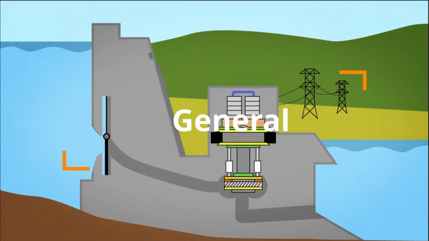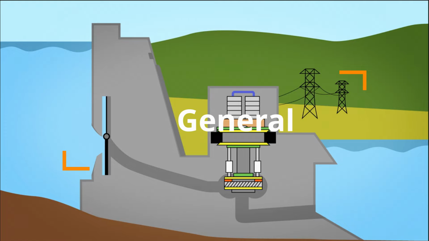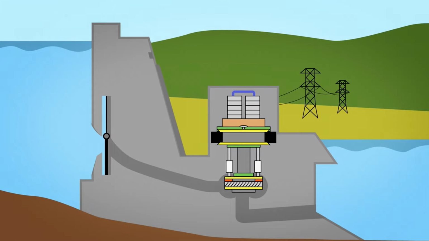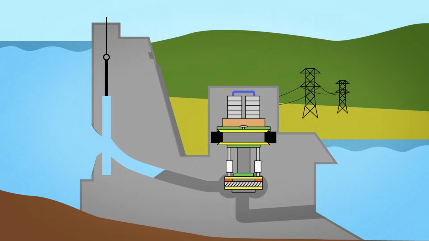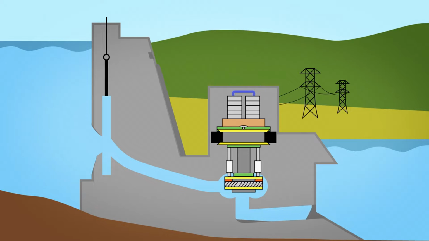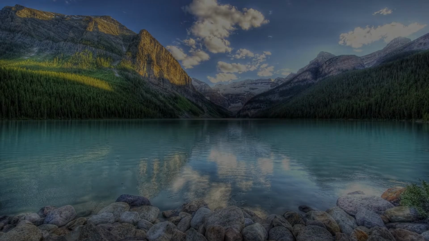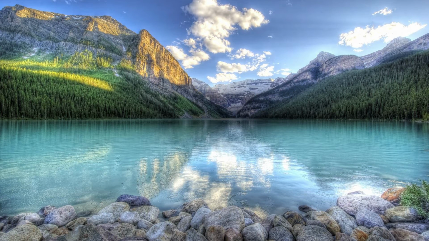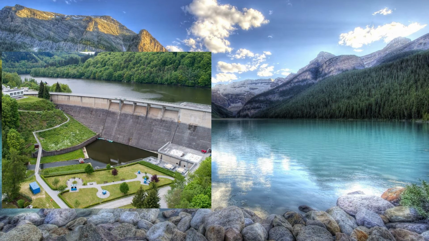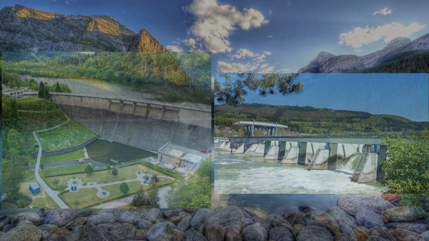Now we come to the general information about hydropower. Hydropower uses the kinetic energy of water. Kinetic energy occurs wherever there is a difference in height. The water is directed to a turbine that drives a generator, which then produces electric current. There are two types of power plants, the storage power plant and the run-of-river power plant.